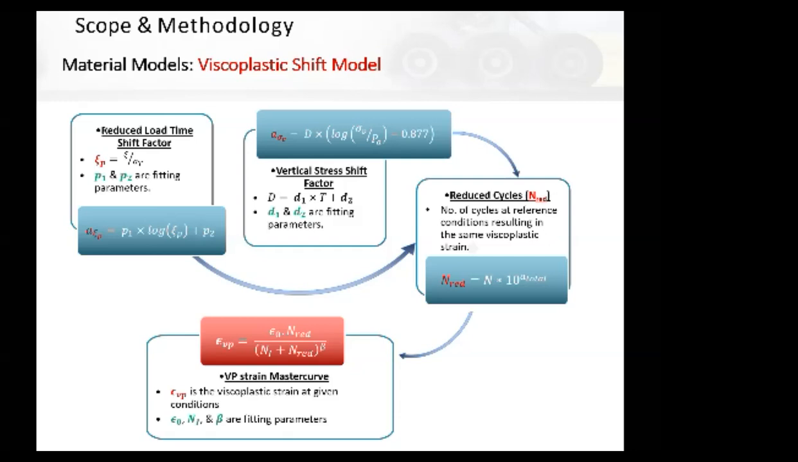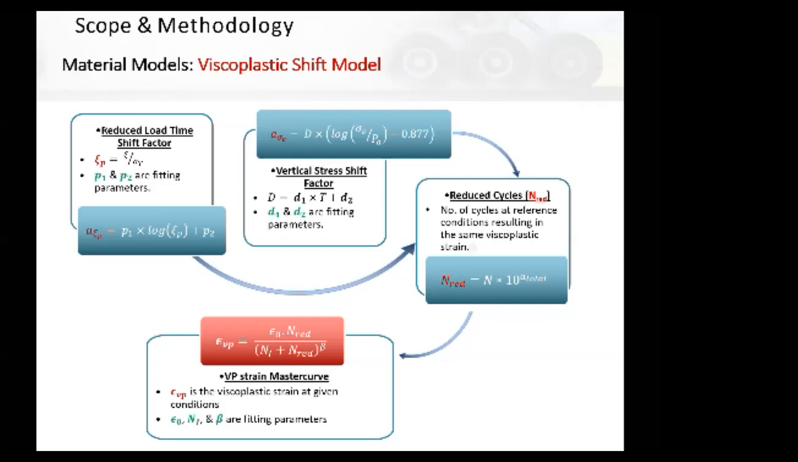In red here is the viscoplastic strain formulation. So it is basically a function of N reduced here. N reduced is the number of loading cycles. And it's reduced because these cycles could be due to various loads at various temperatures. You have to convert them to reference conditions, and then those cycles will become reduced cycles. So N reduced is basically the number of cycles at your reference conditions.